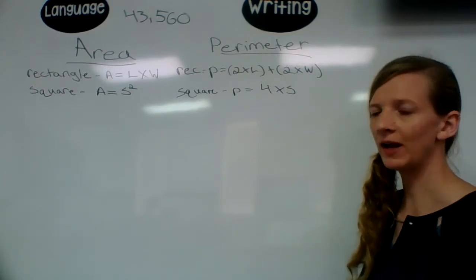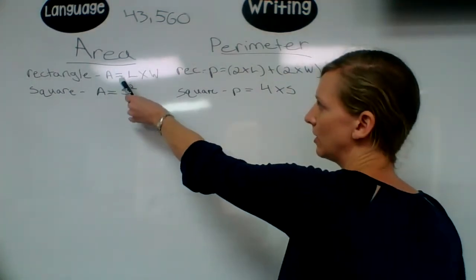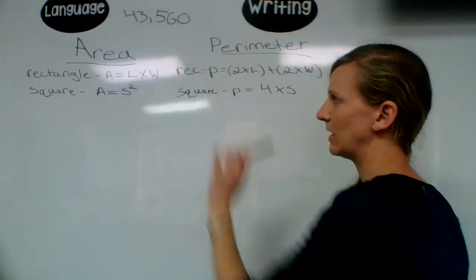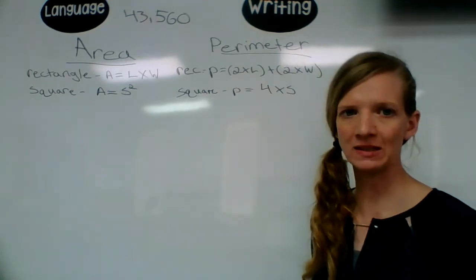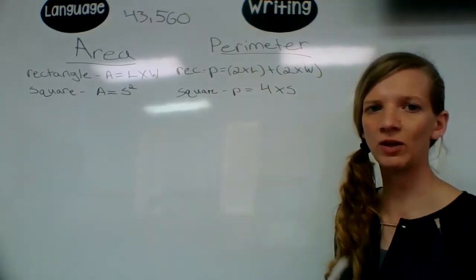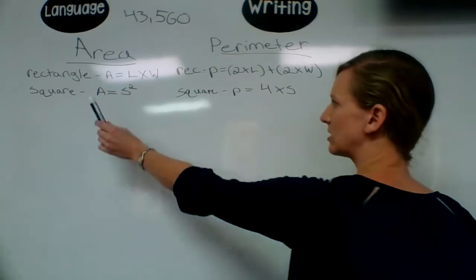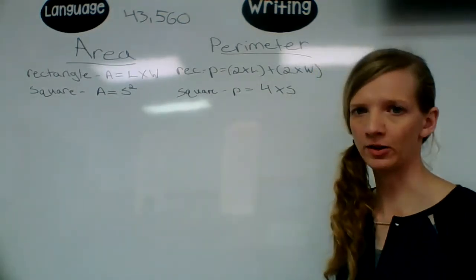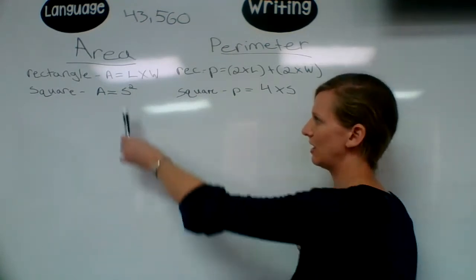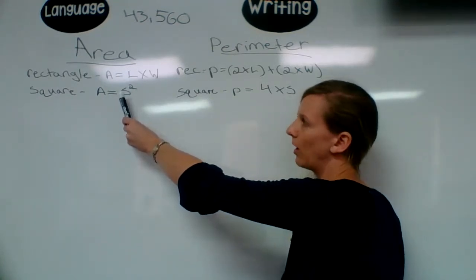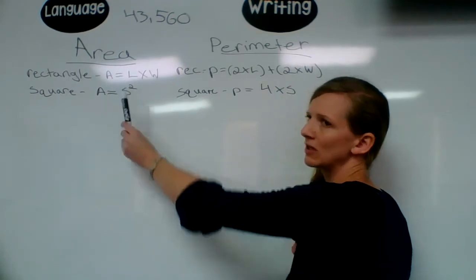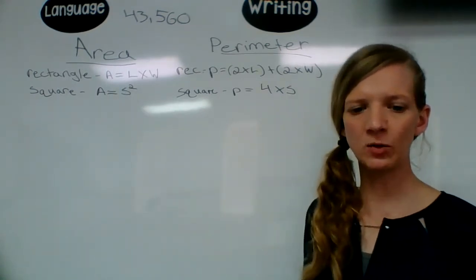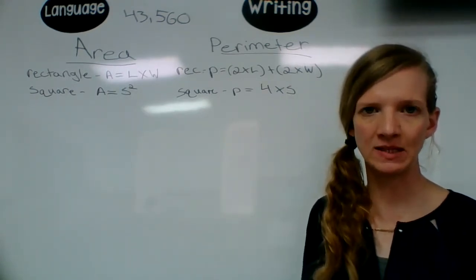So area of a rectangle, you find the area equals length times width. So you multiply the length of the rectangle by the width of the rectangle, and that will give you your area. The area of a square is the side squared, okay? And squared means times itself. So if the side length is 4, then it's squared, then you do 4 times 4. So side squared means side times side.